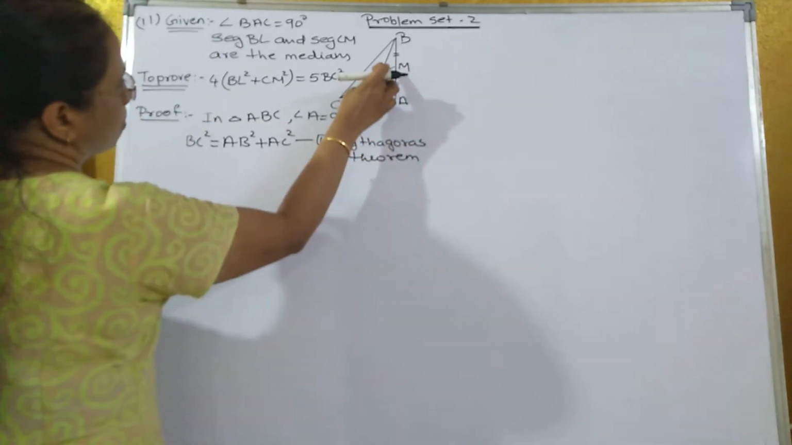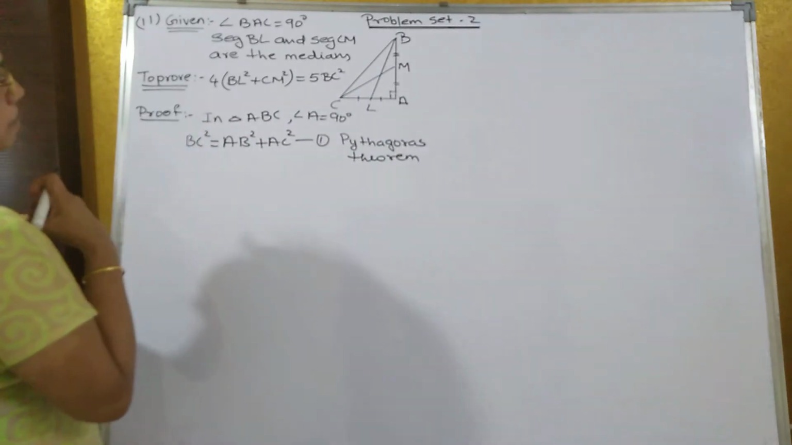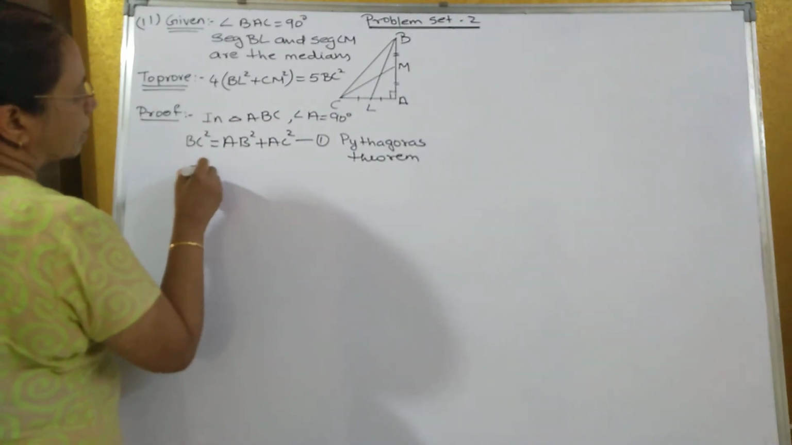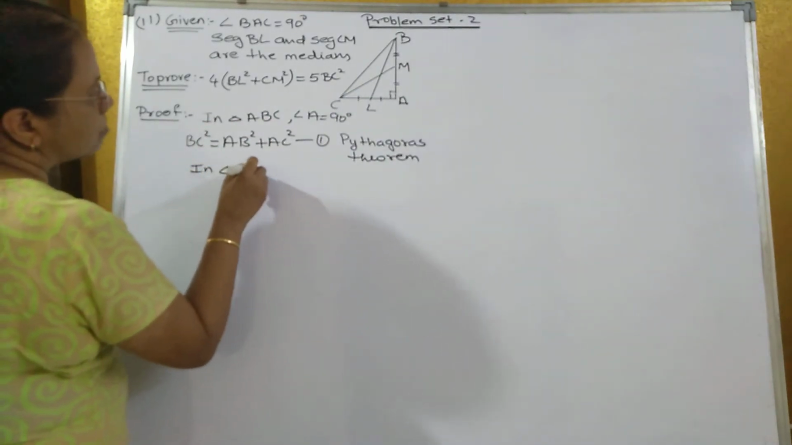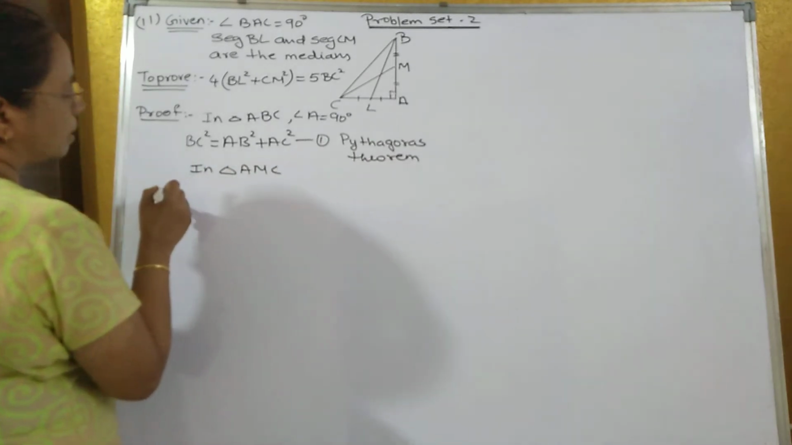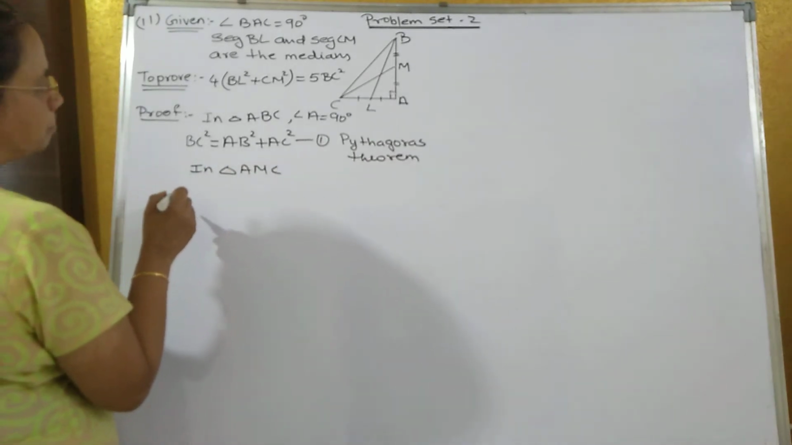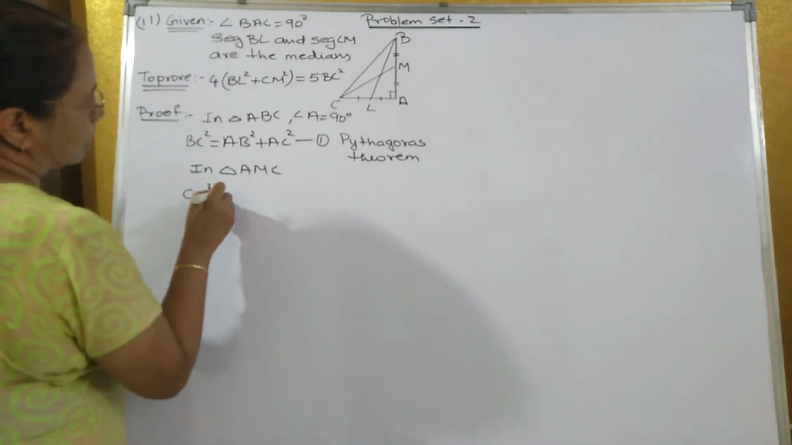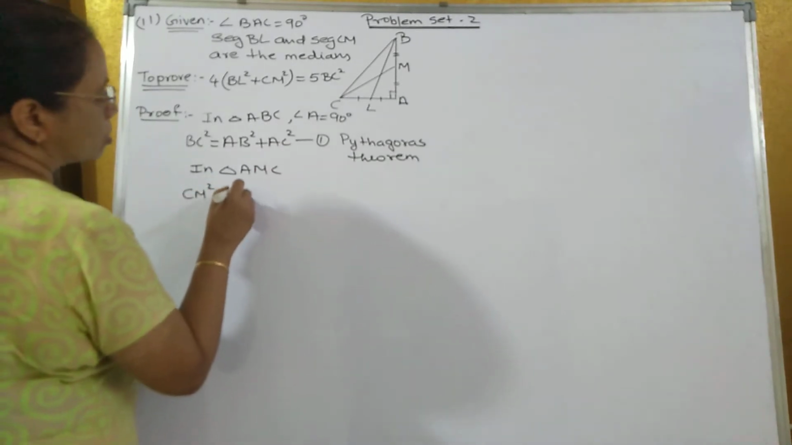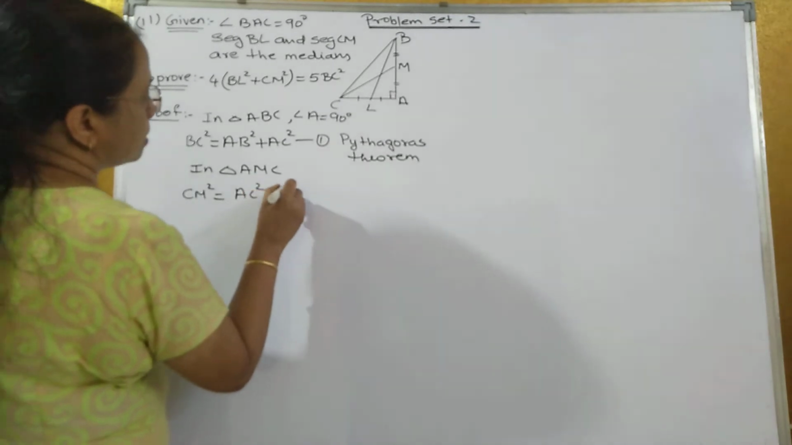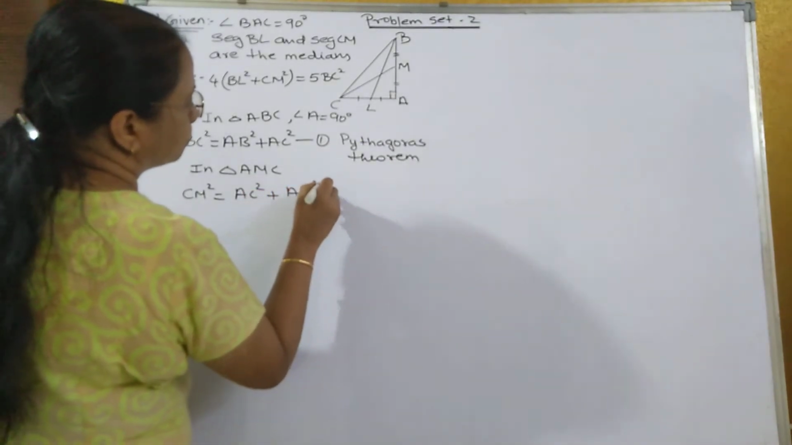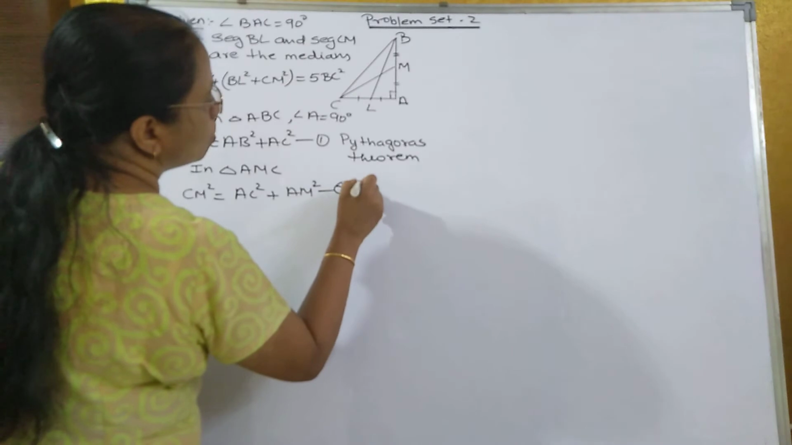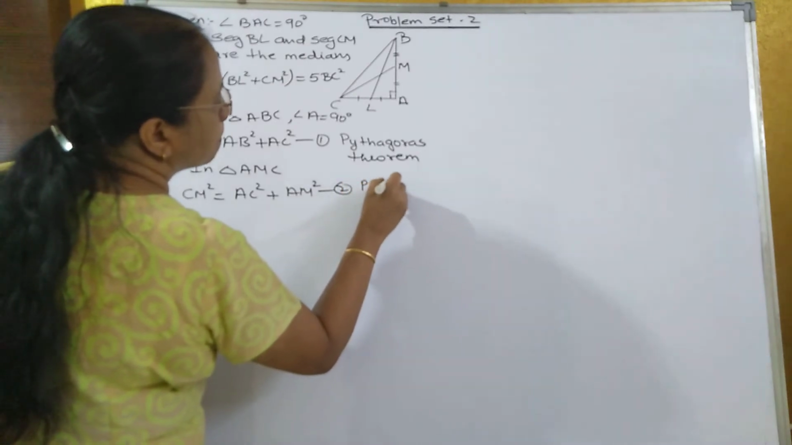Now we will take the smaller triangle. In triangle AMC, again angle A is 90 degrees, so by Pythagoras theorem, CM square is equal to AC square plus AM square. Let this be 2, Pythagoras theorem.